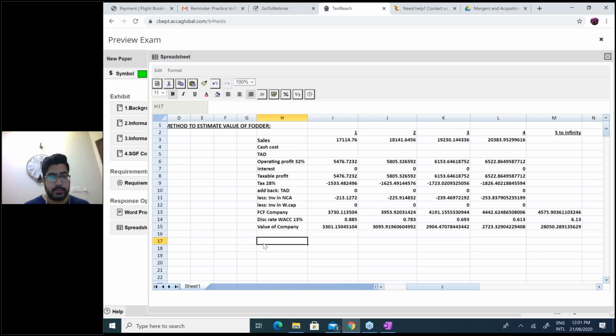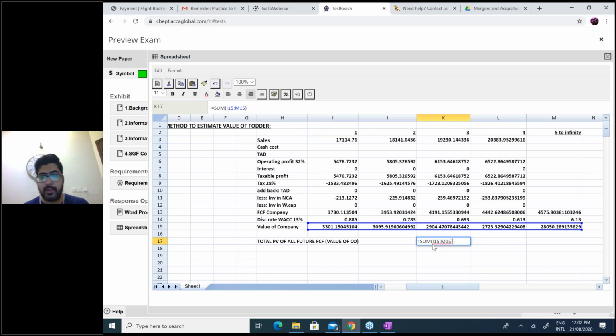You need to add them all. Total present value of all future FCF. That is called the value of company as per this method. The total present value of all future FCF is called the value of company. So you just need to sum the present values of all future FCF, I15 till M15. This is the present value of all FCF.